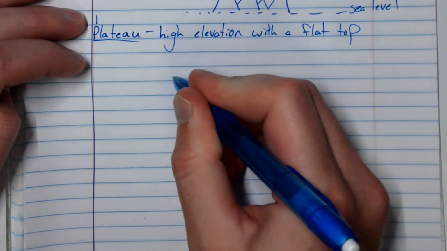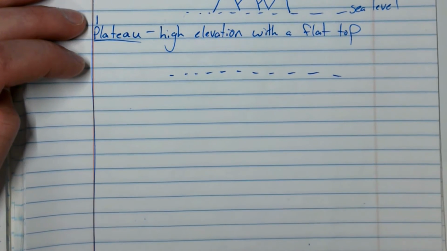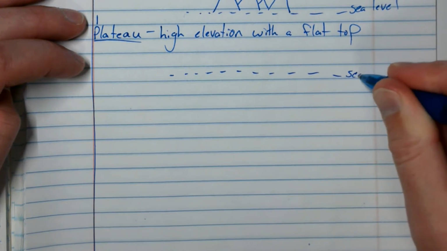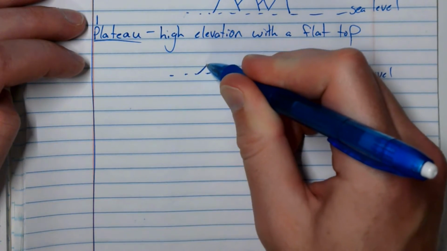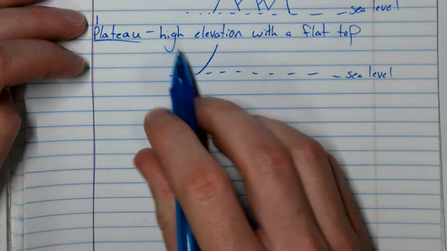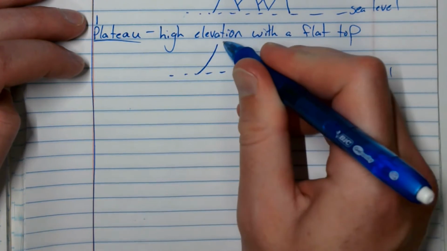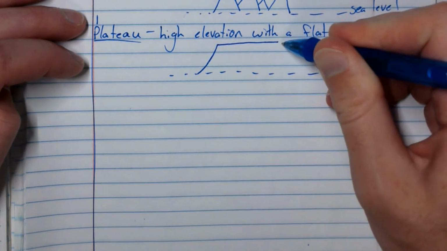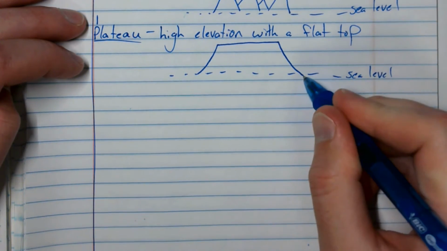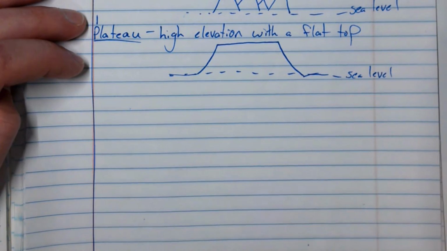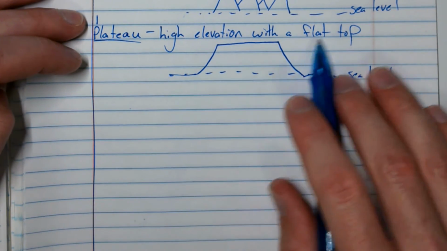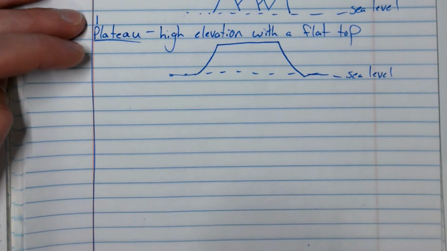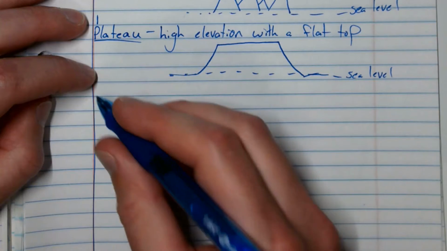Let's draw that picture. So we've got our sea level, or just our flat thing to compare to, I guess. And then we've got this sharp edge, so high elevation, and then we've got our flat, and then it's going to go back down to sea level, or just, wherever the start is. So that's the plateau. High elevation, the flat top. Okay, so that's plateau. Next, we're going to talk about a coastline.